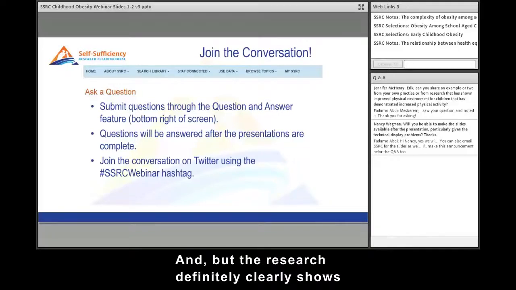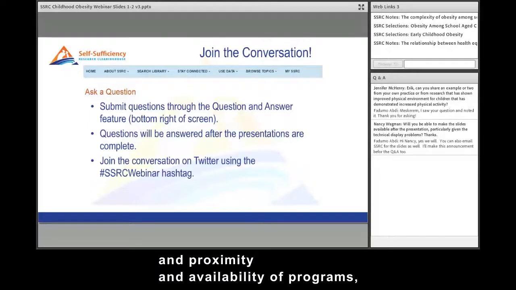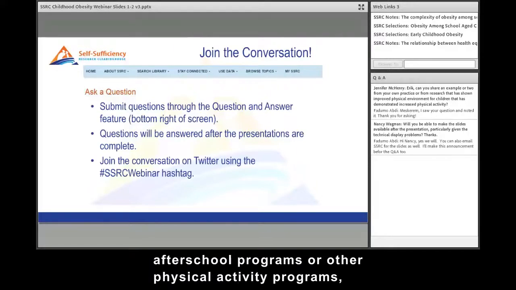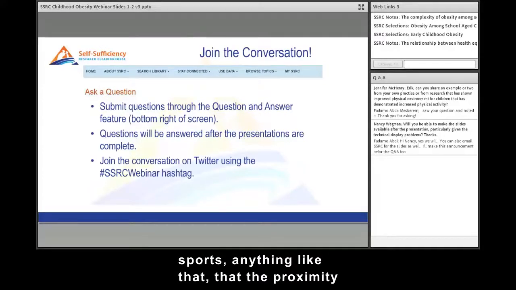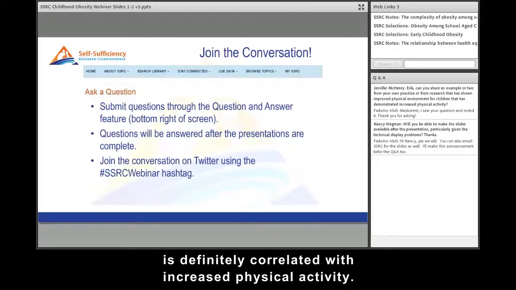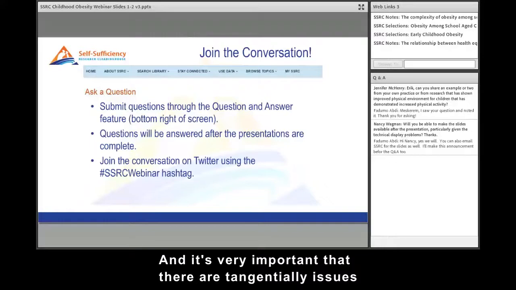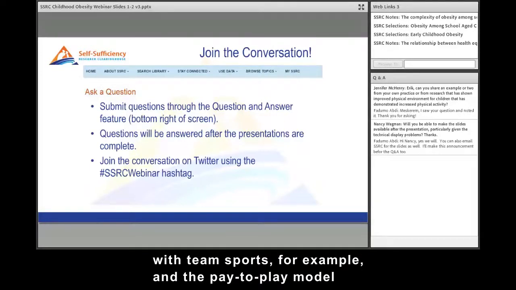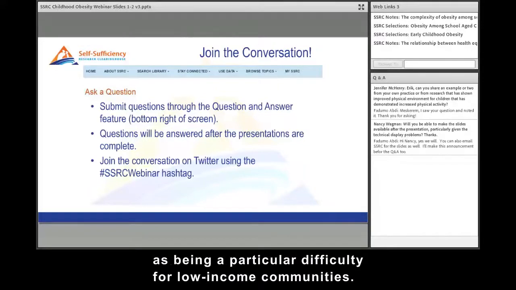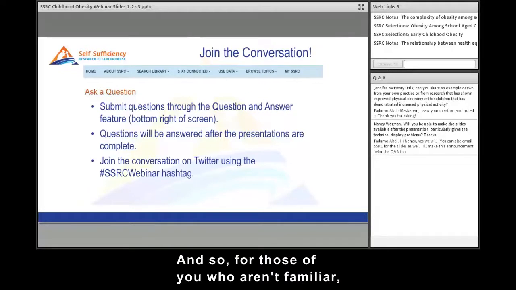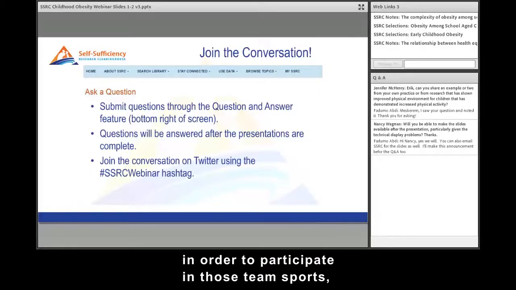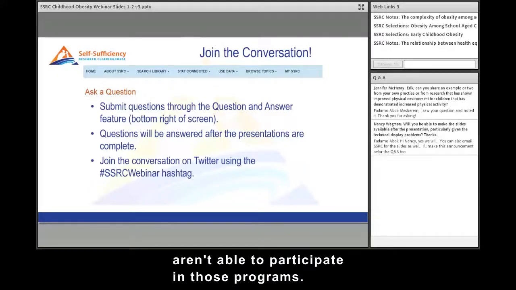But the research definitely clearly shows that proximity to open space and the availability of programs, after-school programs, or other physical activity programs, sports, anything like that, that the proximity and access of those spaces and of those programs is definitely correlated with increased physical activity. And there are tangential issues with team sports, for example, and the pay-to-play model as being a particular difficulty for low-income communities. For those of you who aren't familiar, a lot of team sports require payment in order to participate, which makes it so that low-income children aren't able to participate in those programs.